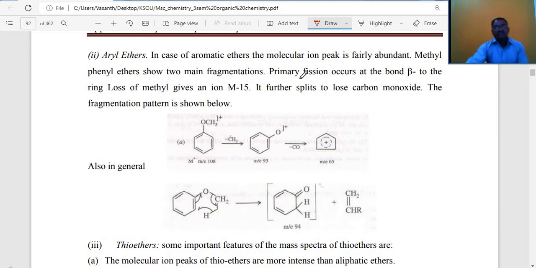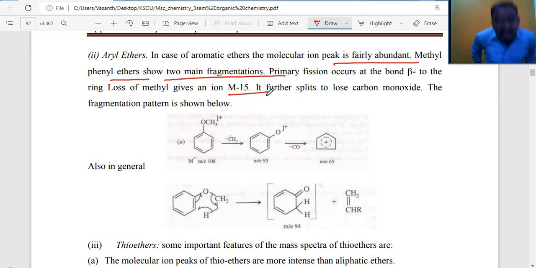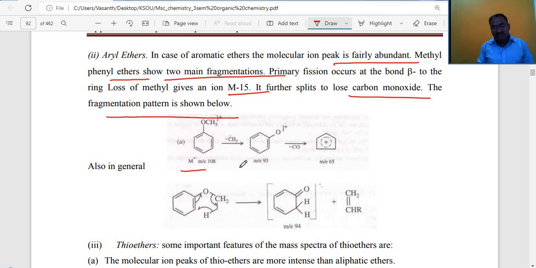In aryl ethers, that is, aromatic ethers, the molecular ion peak is fairly abundant. Methyl phenyl ethers show two main fragmentations. Primary fission occurs at the bond to the methyl group, and loss of methyl gives an ion at M-15. It further loses carbon monoxide. The fragmentation pattern is shown here.